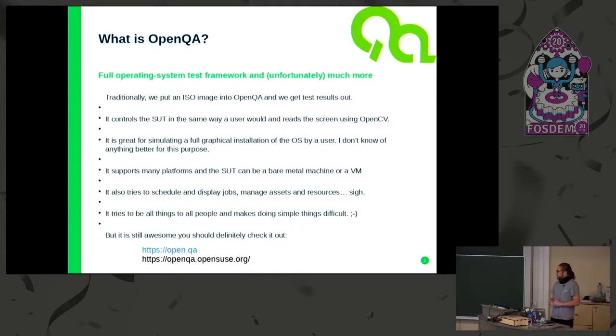OpenQA is probably SUSE's primary testing framework, and it's a full operating system test framework. You get your ISO image, you put that into OpenQA, and you get test results out. It will, for example, start a VM, and then install the operating system inside the VM, testing that the installer works as you go along. It takes a video feed and uses screen matching to perform the installation like a real human being would. It sends key presses and clicks on buttons like a real user would and tests that that works. And we automate the installation doing that.